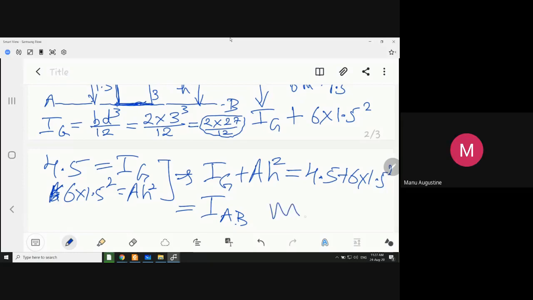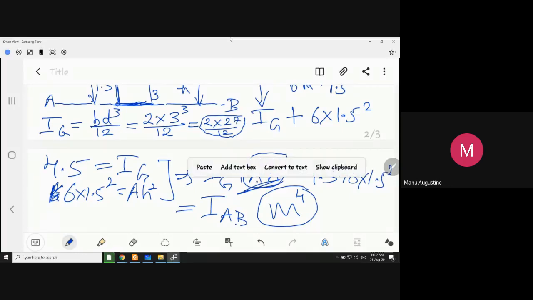Meter raised to power 4. This is the unit of area moment of inertia. You always remember it, and if you fall into some doubt, you simply check it here. This is area multiplied by the square of distance. Look here. Area is meter square. Again, square of distance is meter square. So meter square multiplied by meter square will be meter raised to power 4. So the unit of area moment of inertia is always meter raised to power 4.